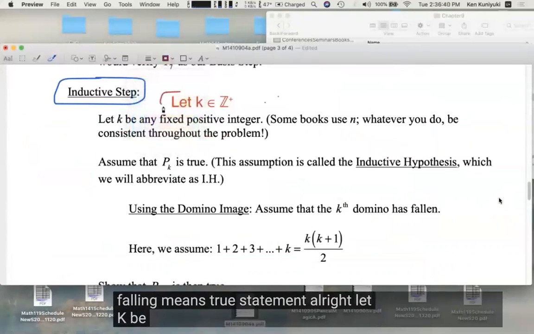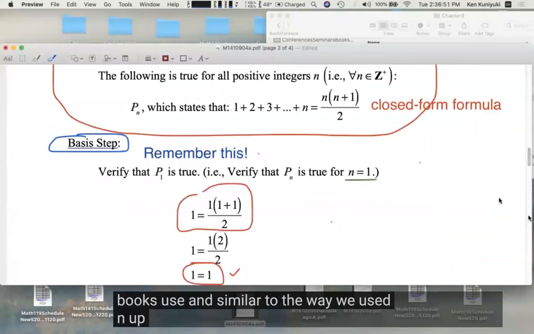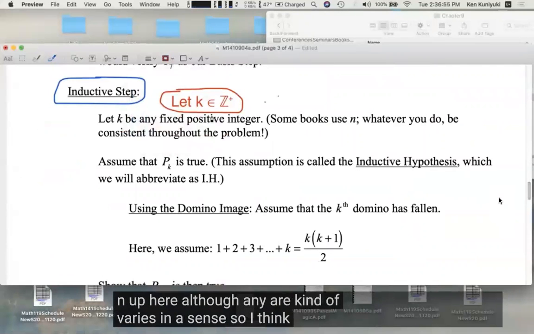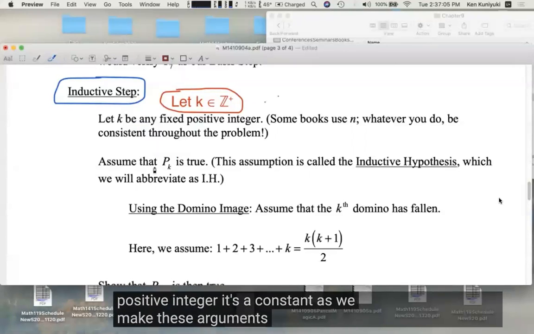Let k be a fixed positive integer, which we might write like this in shorthand. Some books use n, similar to the way we used n up here, although n here kind of varies in a sense. So I think it's more proper to use k, but if you use n, that's fine also, just be consistent. But we're assuming for now that k is a fixed positive integer. It's a constant as we make these arguments.